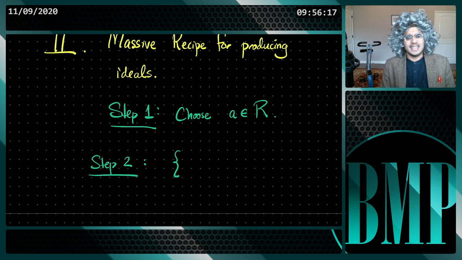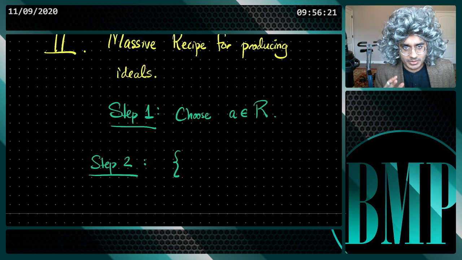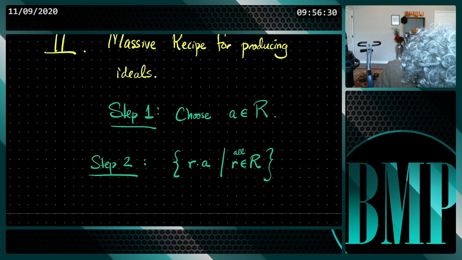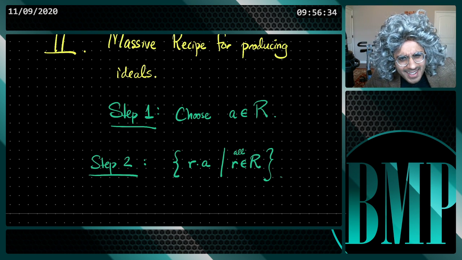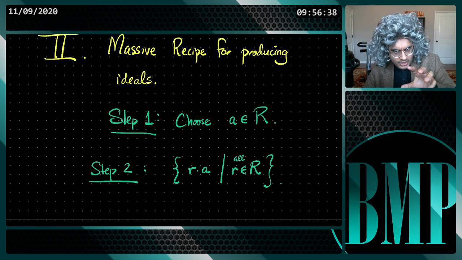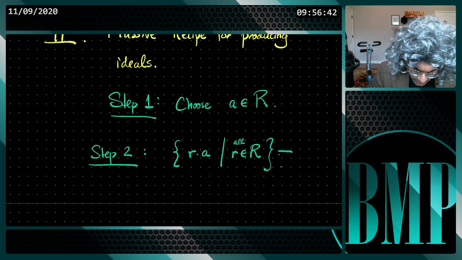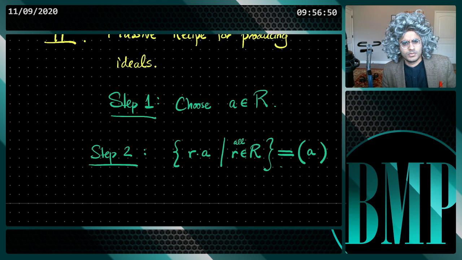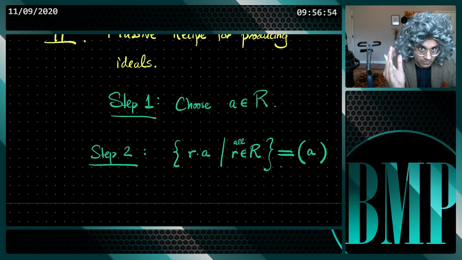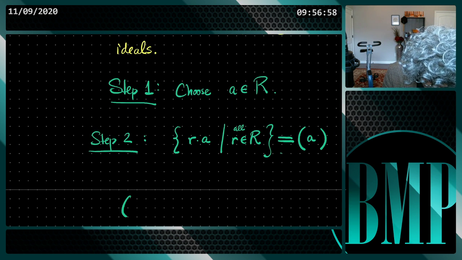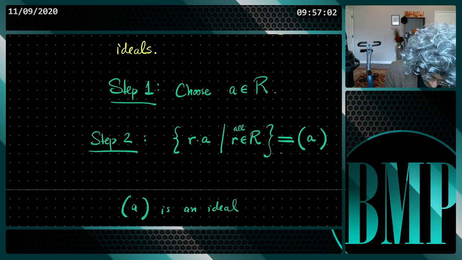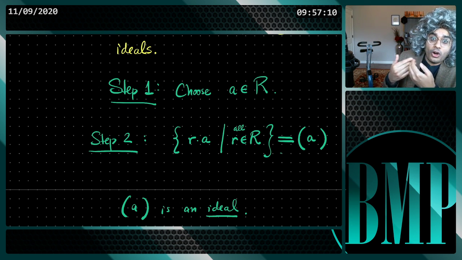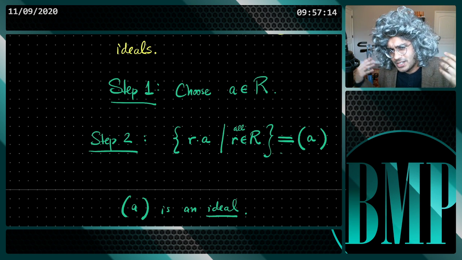Write down this set. It's the set of all multiples of that element. Notice that, so now you see you got this set. We give a name to this. We write this as parentheses A. That's how we write that. All multiples of A. That's what parentheses A means. Parentheses A is an ideal. This is interesting. So notice the idea of just referring to all multiples of a given element, that sounds kind of important.